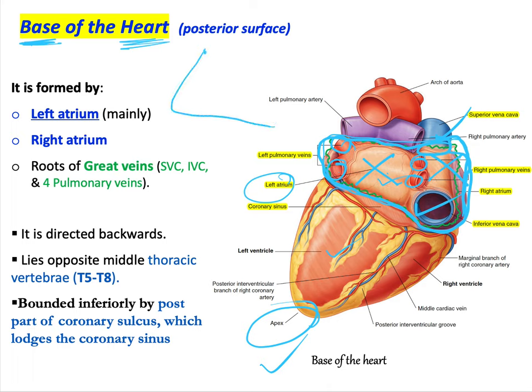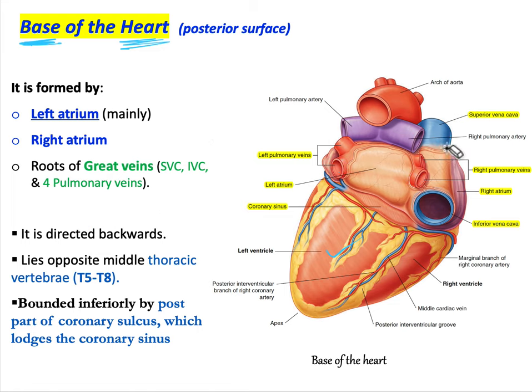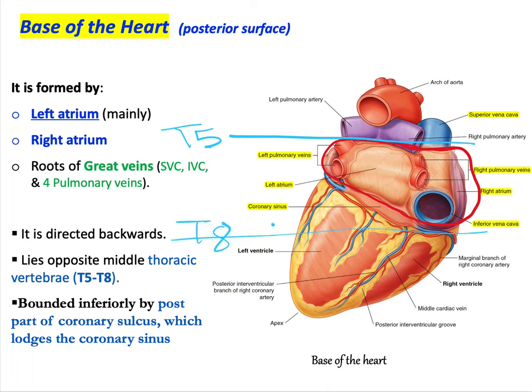Again, this is the pyramid, which looks like the heart. This is the apex, and this is the base. So the base is directed backward, please keep it in your mind. So if this is the base of the heart, it's located at the level of T5 up to T8. This is in lying position.